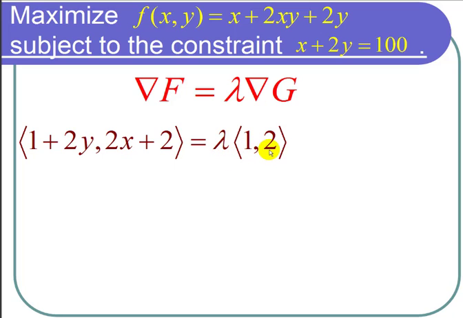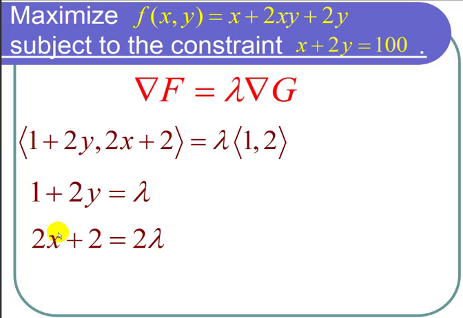2). I can look at the first components and set them equal to each other and get that 1 plus 2y equals lambda times 1, or lambda. And the second components give us that 2x plus 2 equals lambda times 2, or 2 lambda. So I can divide the second equation by 2 to get rid of all those 2's, and I get x plus 1 equals lambda. So there's lots of ways of proceeding at this point.